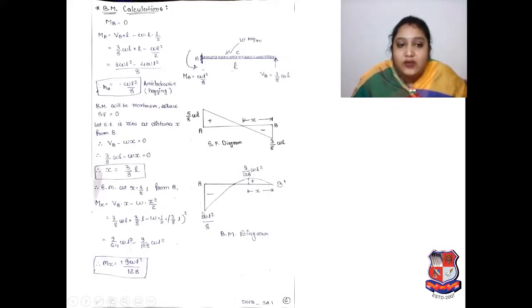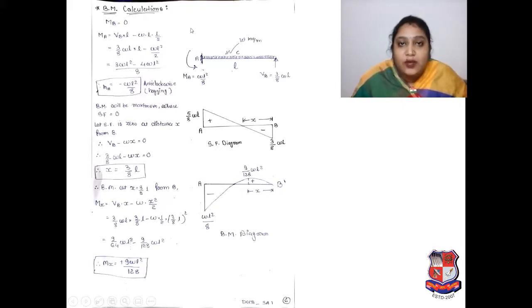At A, whatever moment we have calculated, moment at A is equal to minus WL square upon 8. It is minus, so it is downward. The maximum moment we put over here, and moment at B is 0. So that diagram is finished over here. So that problem is solved.